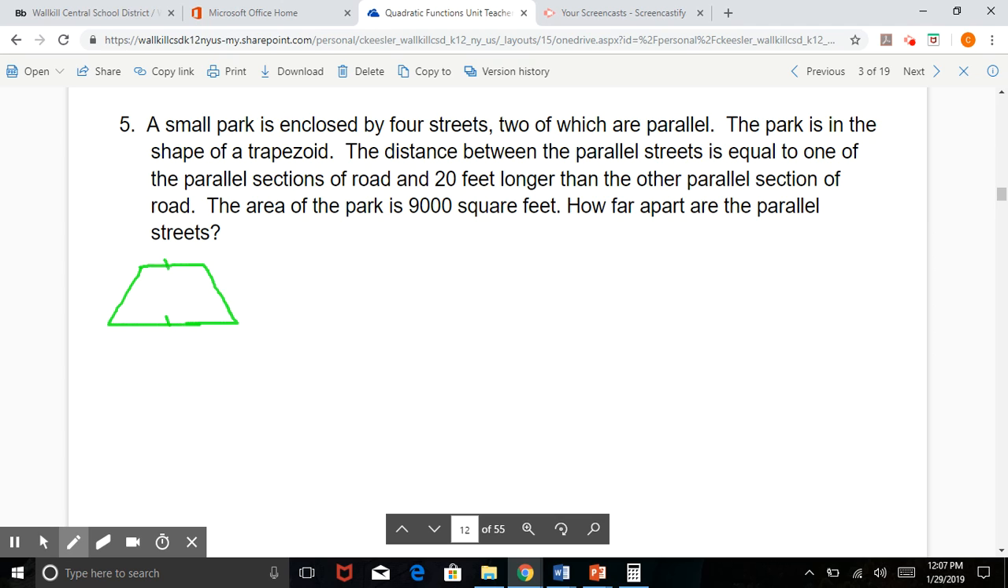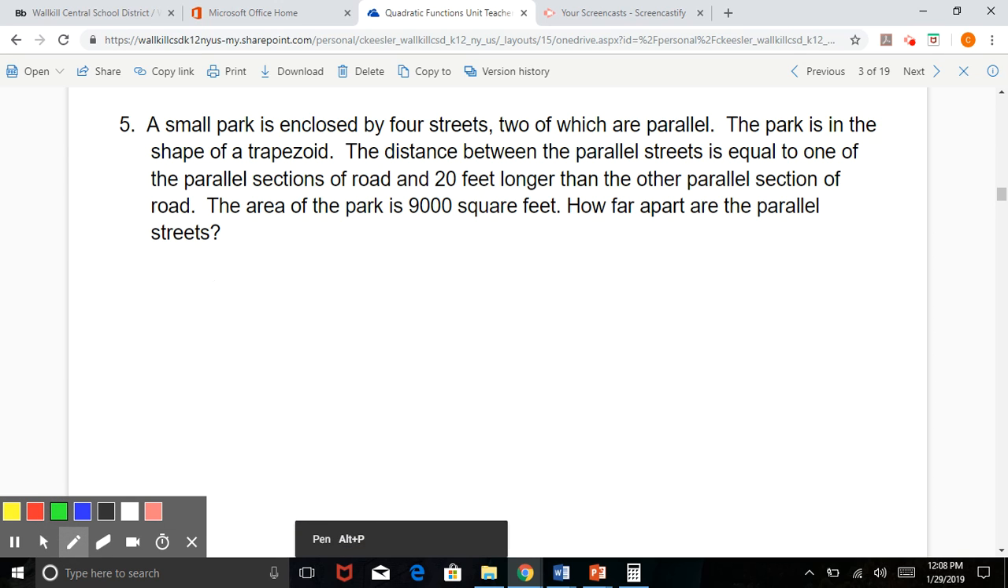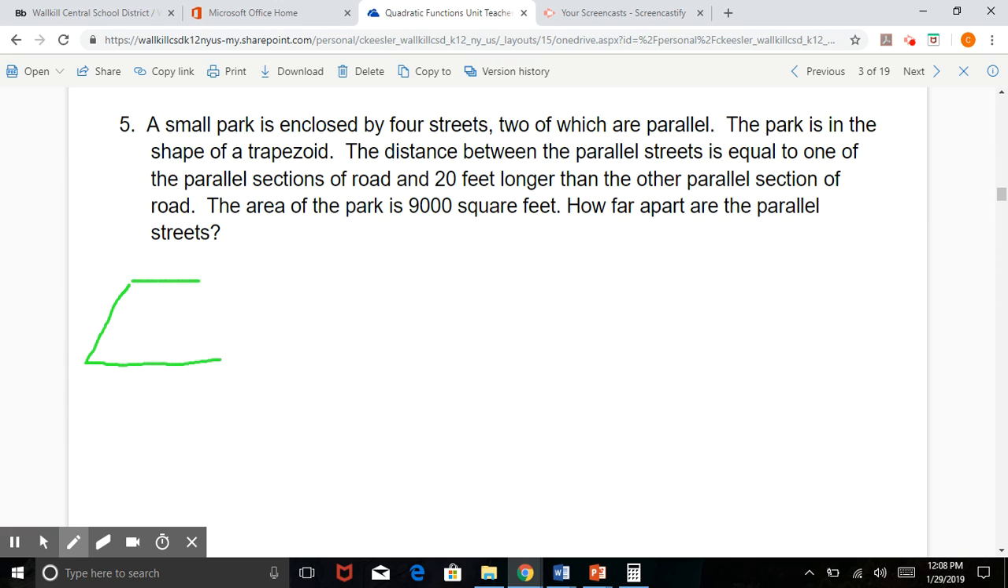The distance between the parallel streets is equal to one of the parallel sections of road and 20 feet longer than the other parallel section of road. The area of the park is 9,000 square feet. How far apart are the parallel streets? Now, it would have helped if I drew my picture after I read the rest of the problem, so I'm going to go back and redraw it. Because it says the distance between the parallel streets is equal to one of the parallel sections of road and 20 feet longer than the other parallel section. So the distance is going to be equal to the longer side of road.